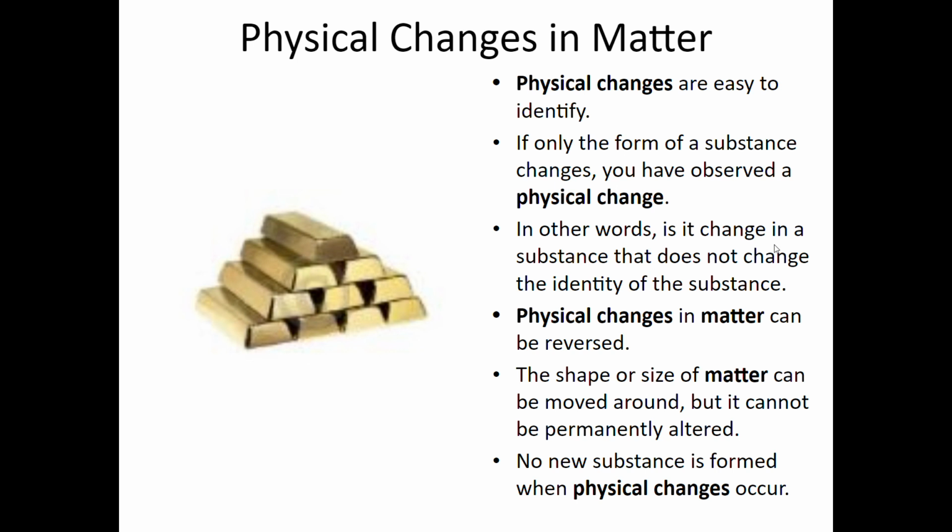Physical changes in matter. Physical changes are easy to identify. If only the form of a substance changes, you have observed a physical change. In other words, it is a change in a substance that does not change the identity of the substance. Physical changes in matter can be reversed. The shape or size of matter can be moved around, but it cannot be permanently altered. No new substance is formed when physical changes occur.